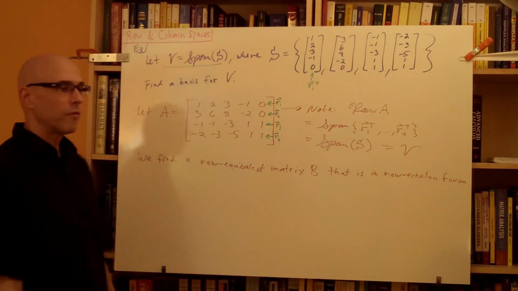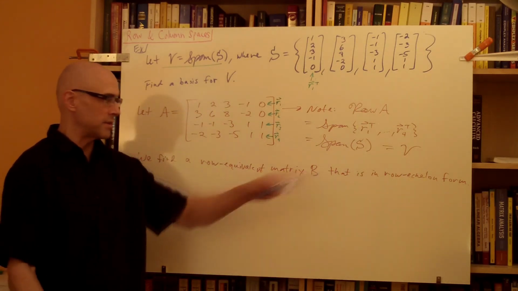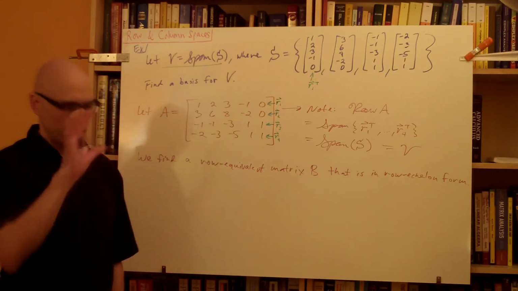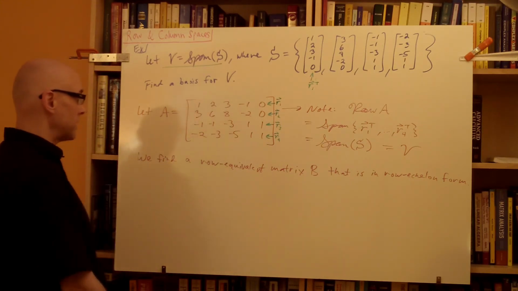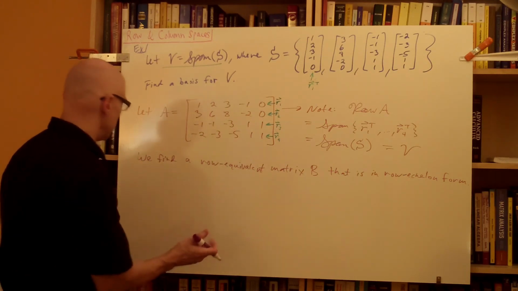That is to say, we perform elementary row operations on A until such time as we get a new matrix B that's in row echelon form. And once we get to that point, then we go forward with the next step. But let's just do that first, because actually the bulk of the work is just that. It's pretty mechanical.